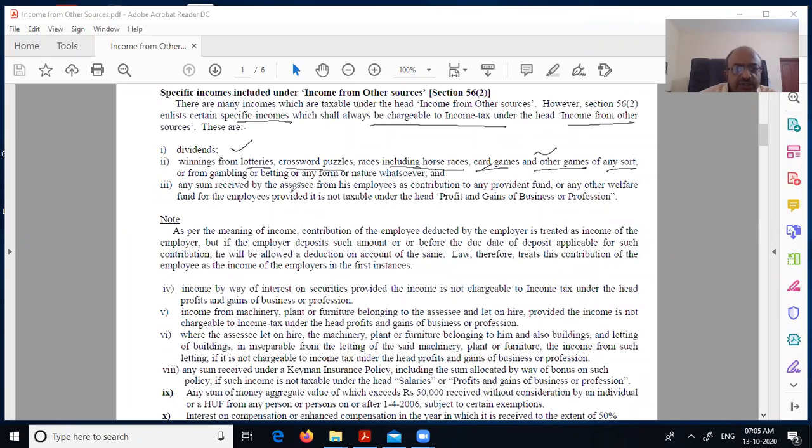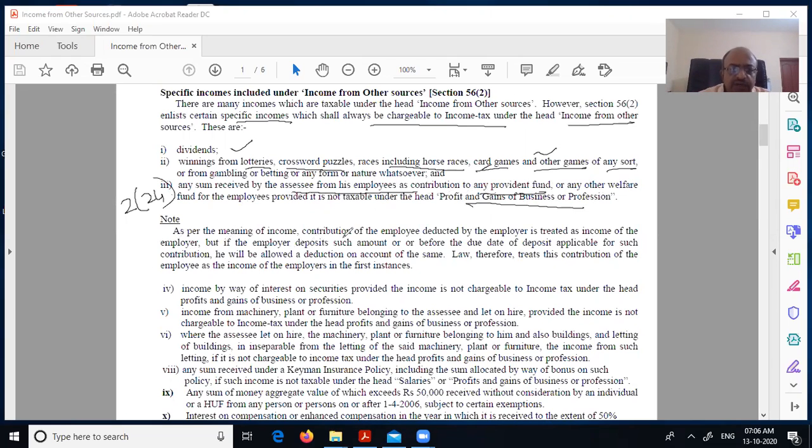Next, any sum received by the assessee from his employees as contribution to PF. If you remember, when we talked about business and profession, we said the employee's contribution, the moment it is received in the hands of the employer, will become income. So this is a parallel provision like the business provision. Any sum received by the assessee from his employees as contribution to Provident Fund or any other welfare fund for the employees, provided it is not taxable under profits and gains. If it is coming under profits, it will not come here. This we have already seen.